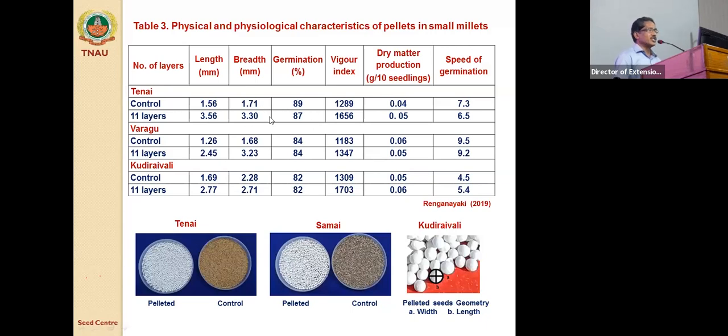And in germination, there is no difference, because here our aim of this pelleting is not to improve the germination. It is only to facilitate the sowing process. The vigor index, of course, because of these added chemicals, had improved the germination, vigor, dry matter production and the speed of germination. There is not much difference. So for Thinai, Varagu and Kudiraivalli, we have standardized. Probably next year we could give this as a recommendation for farmers.